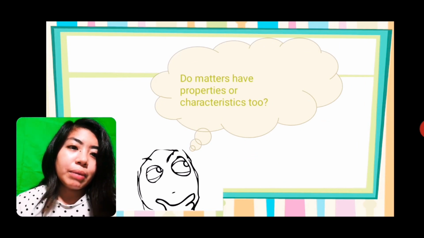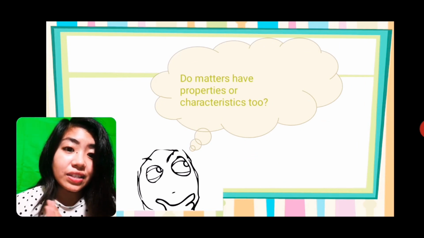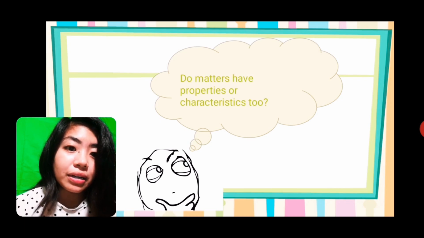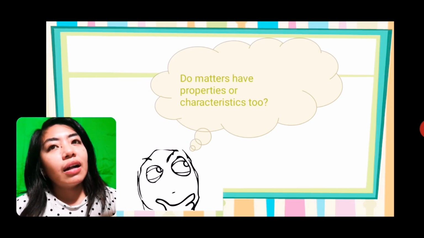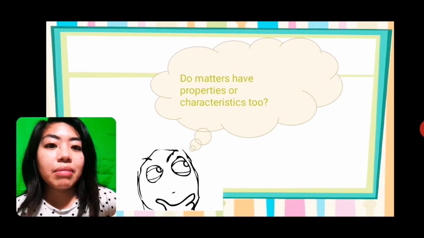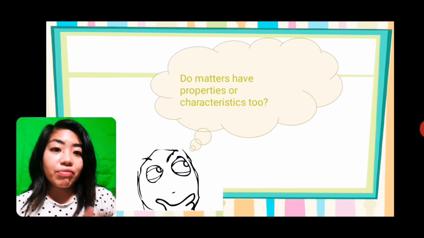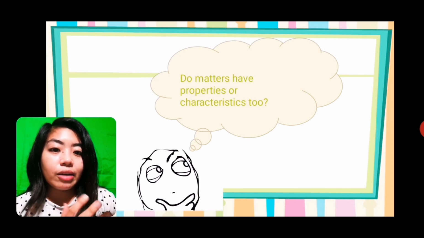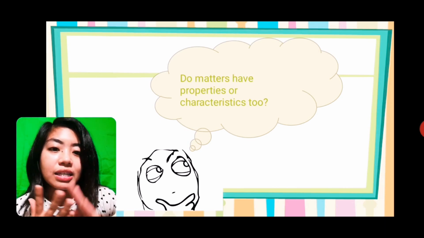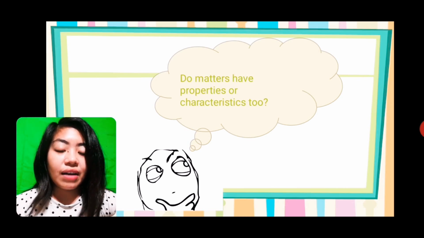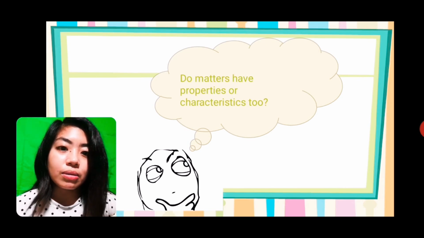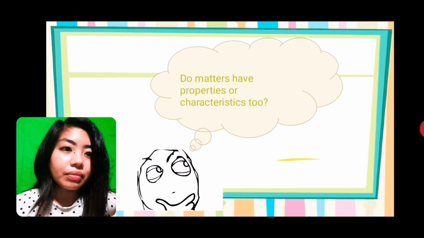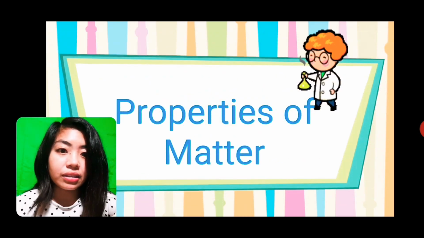So, do matters have properties or characteristics too? So, the answer is yes. They have properties, then meron din silang kanya-kanyang characteristics. Hindi pag sinabing matter, wala ka nang pinagkaiba sa iba't ibang matter. Kaya nga tayo, di ba, meron tayong states of matter, kahit we have solid, liquid, gas, plasma, the Bose-Einstein condensate, the fermionic condensate, meron pa rin silang pinagkaiba-iba sa isa't isa, pertaining to the arrangement of their atoms, pertaining to the energy level, to the movement of atoms. Pero all of them are said to be a matter.